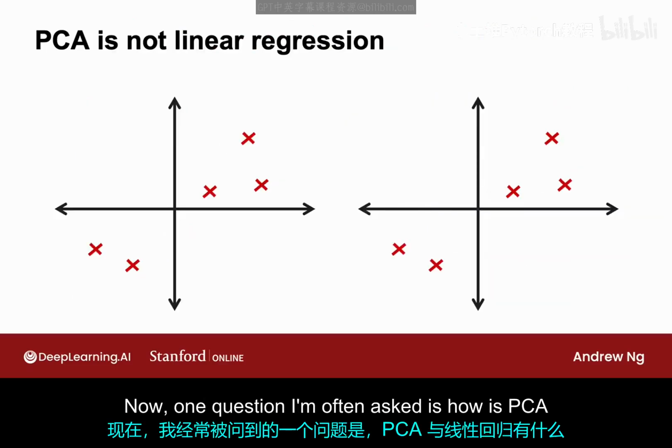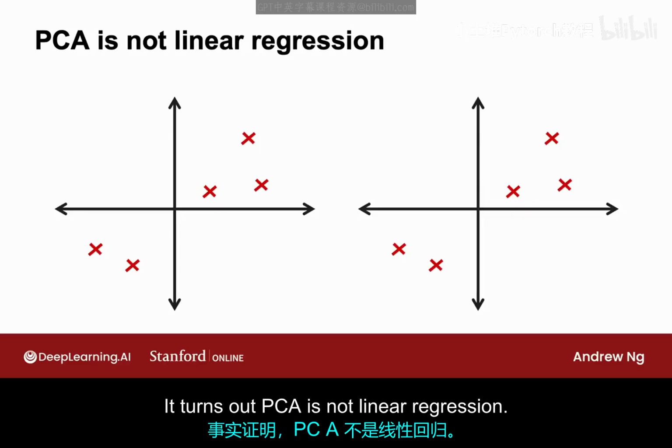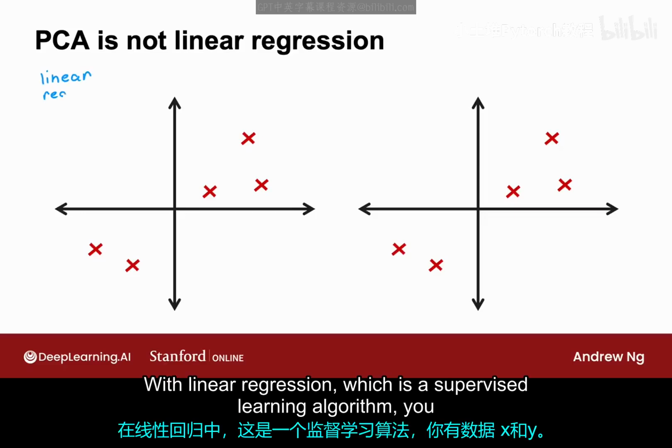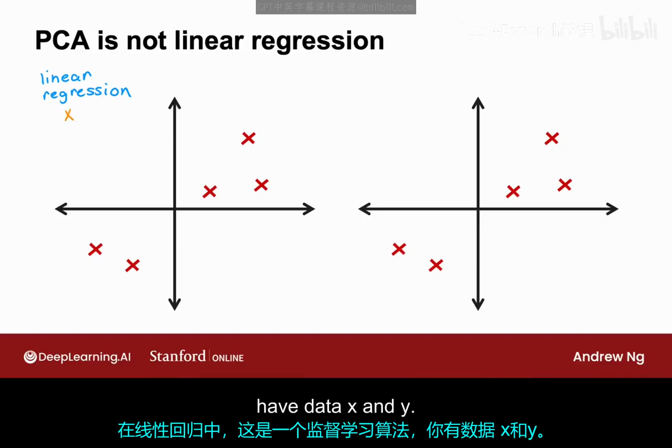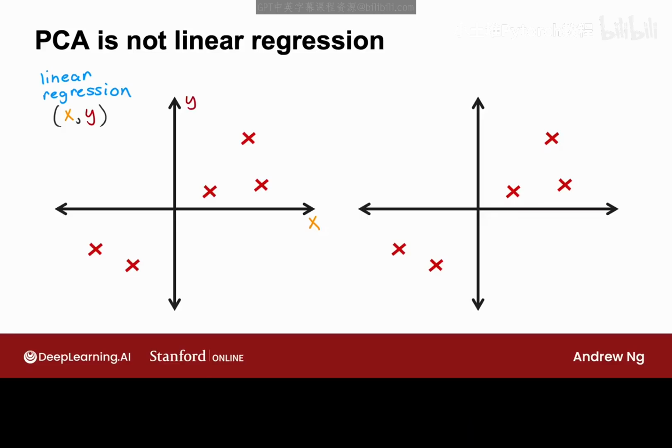Now, one question I'm often asked is, how is PCA different from linear regression? It turns out PCA is not linear regression. It's a totally different algorithm. Let me explain why. With linear regression, which is a supervised learning algorithm, you have data x and y. So here's a data set where the horizontal axis is the feature x and the vertical axis here is the label y.